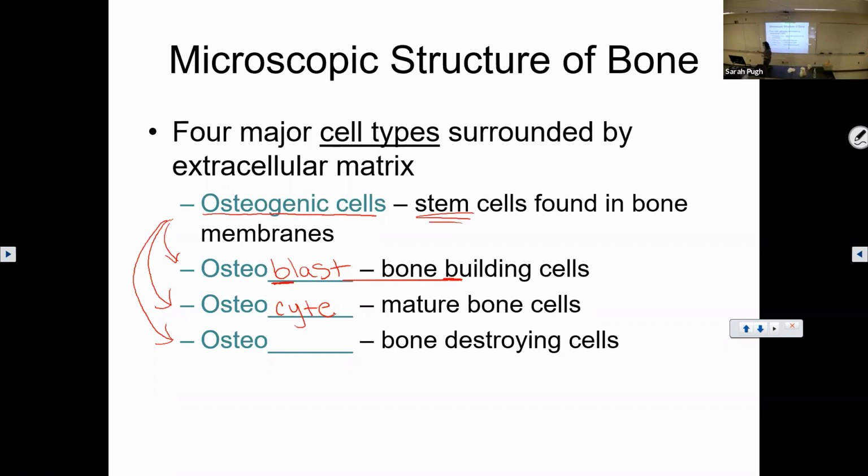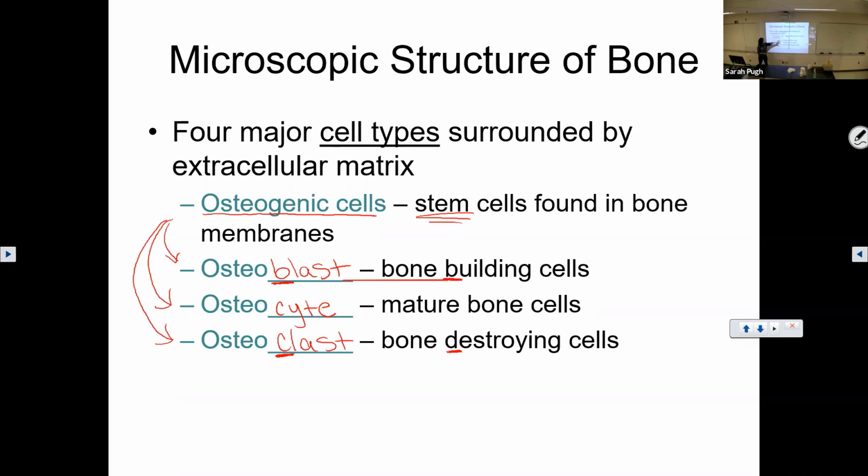The other kind of cell is an osteoclast. Osteoclasts destroy bone. So I remember C, D. I just remember the alphabet, A, B, C, D. Clasts destroy.